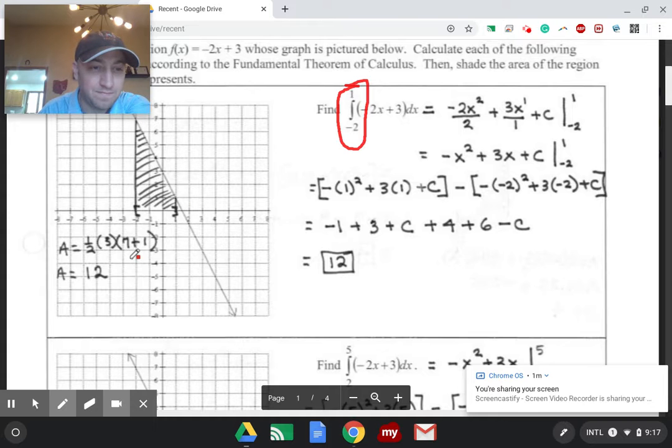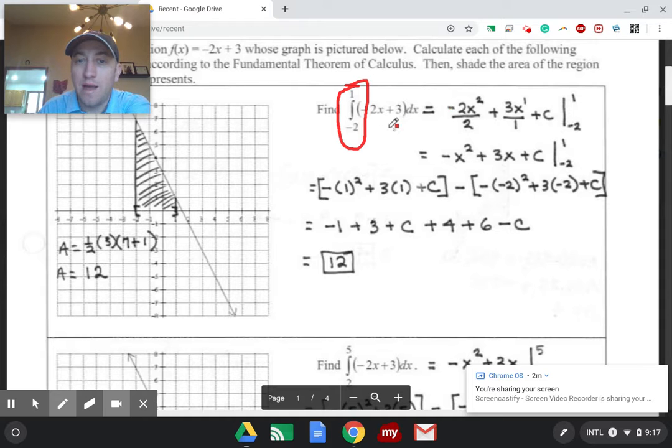The area of a trapezoid would be 1/2 the height times the length of the two bases. The length of the two bases are 7 and 1, and then the height of the trapezoid is 3. So the area underneath that curve bounded by the x-axis is 12, if you just use a formula of a geometric figure.